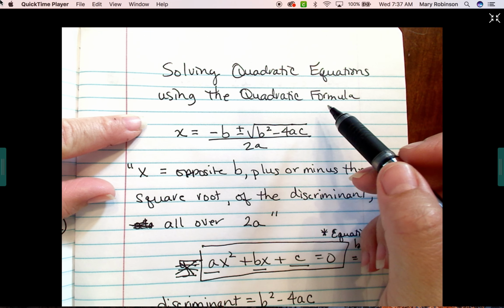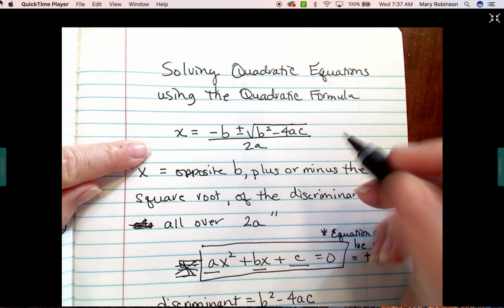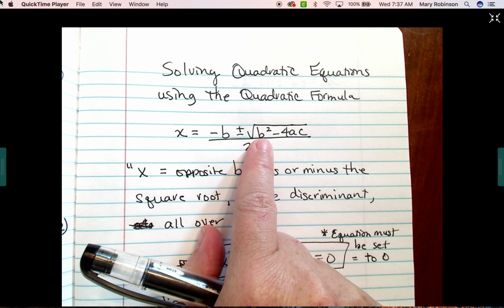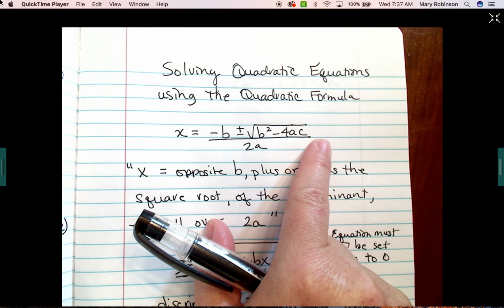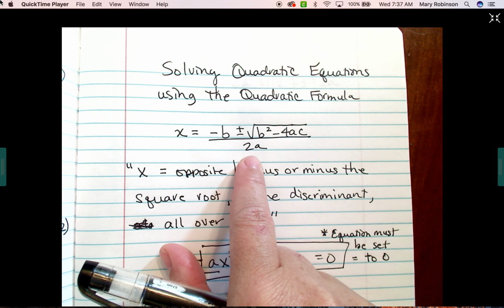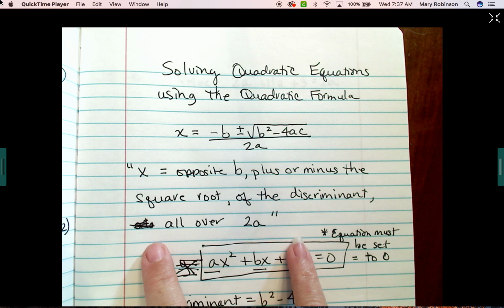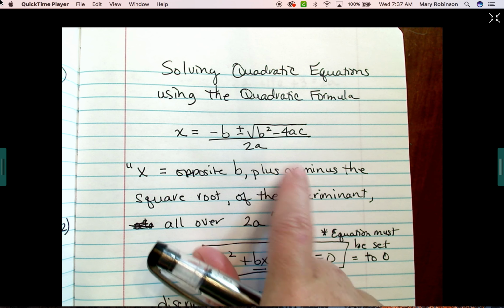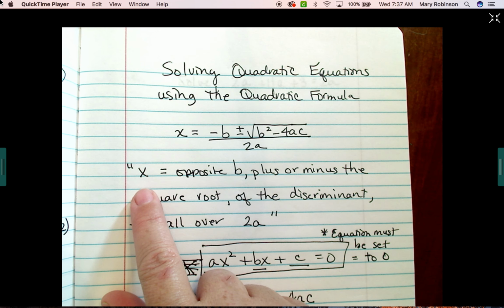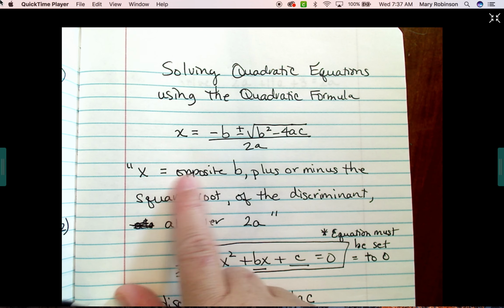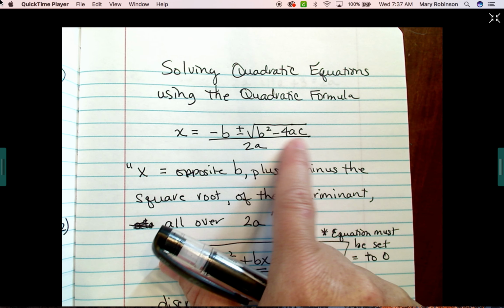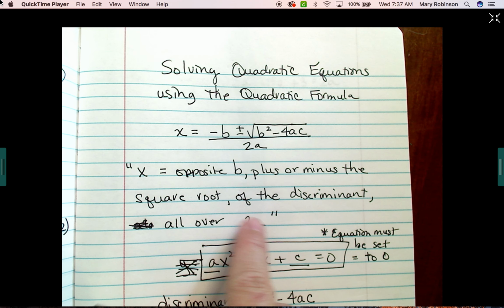The quadratic formula I mentioned in the last video, but it is x equals the opposite of b plus or minus the square root of b squared minus 4ac all over 2a. If we were to read this aloud in words, then this is how you would say it. But notice this time I'm going to substitute the discriminant for b squared minus 4ac. So it says x equals the opposite of b plus or minus the square root of the discriminant, which is this right here, all over 2a.